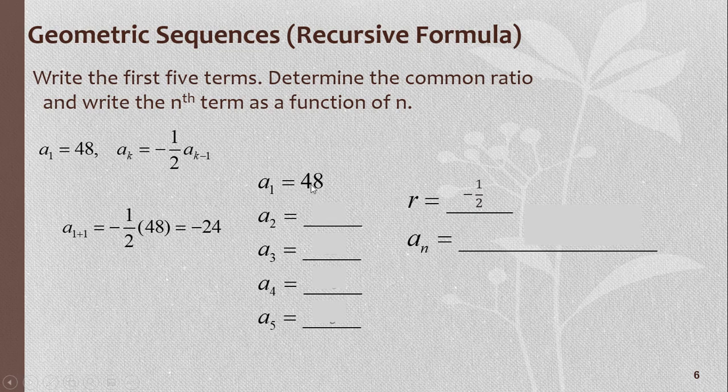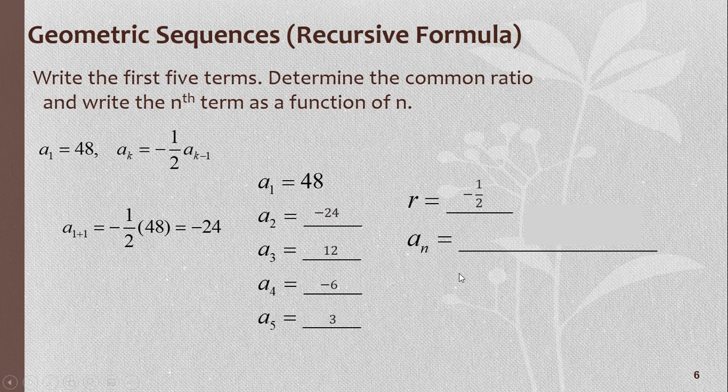A sub 2 is just simply going to be 48 times negative 1/2, which is negative 24. Negative 24 times negative 1/2 is positive 12. Positive 12 times negative 1/2 is negative 6. Negative 6 times negative 1/2 is a positive 3.